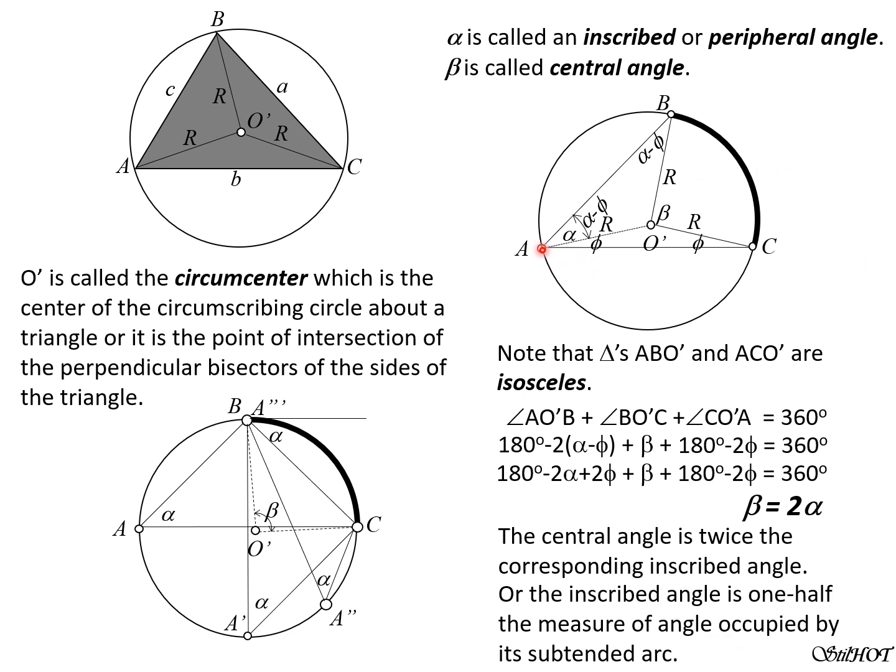So if this is the inscribed angle and it subtends that arc, whatever is occupied by this arc here in degrees or in radians, half of that would be the corresponding inscribed angle. And that angle there is also the angle occupied by this beta here. So whatever is the measure of that arc, that's angle beta. And alpha is half of beta, or the other way around, beta is twice alpha.